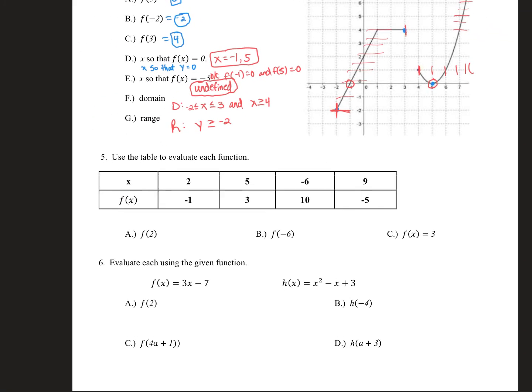All right, looking at number 5 here. Now we're using our table to evaluate the function. Find f of 2. So when I plug 2 in, I get out negative 1. When I plug in negative 6, I get out 10. And for C, it's saying find a value of x that gives me out 3. Well, that is 5.